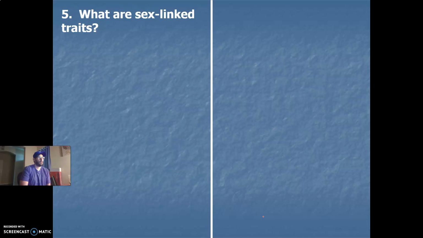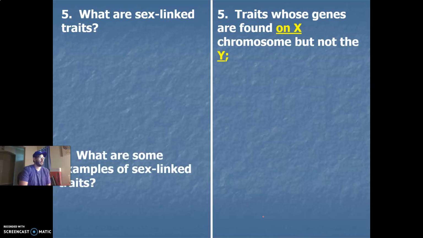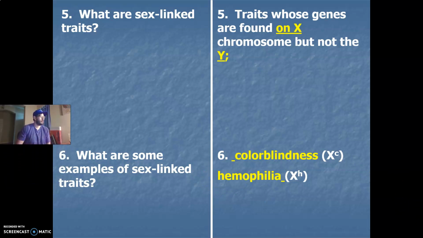All right. What about sex-linked traits? Traits whose genes are found on X chromosome, but not the Y. What are some types? Okay, so we have color blindness. That's a sex-linked trait. We have hemophilia. Hemophilia is where people just bleed and bleed. They have a hard time not bleeding or stop bleeding. Okay, so we're going to talk about this.